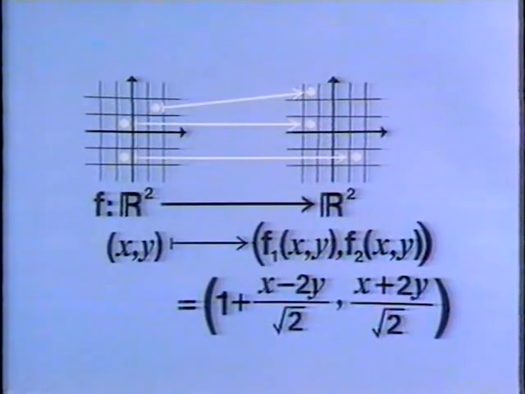Here's an example. f1 maps the point (x, y) to the number (1 + x - 2y)/√2, the first coordinate of the image position, and f2 maps (x, y) to (x + 2y)/√2, the second coordinate.